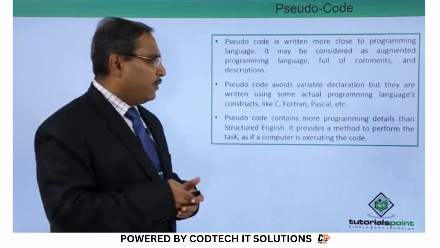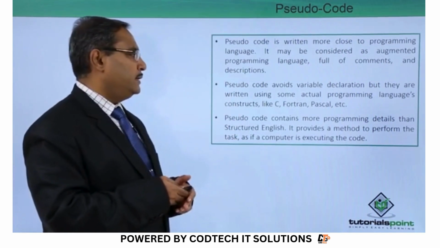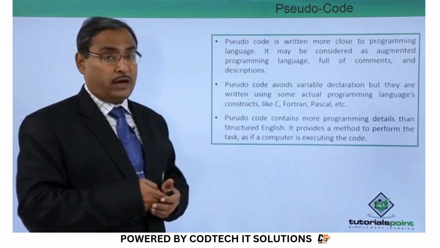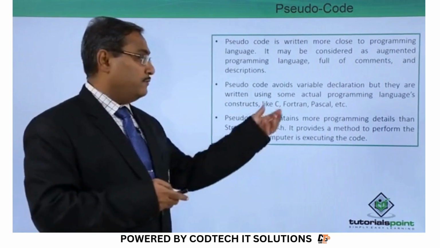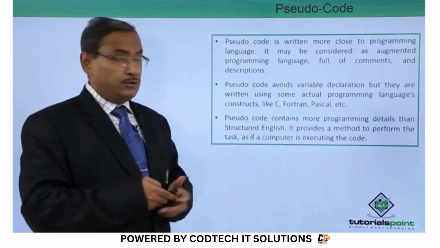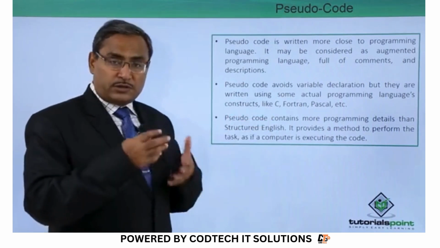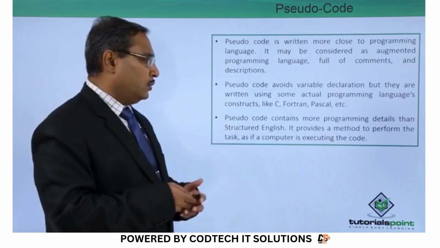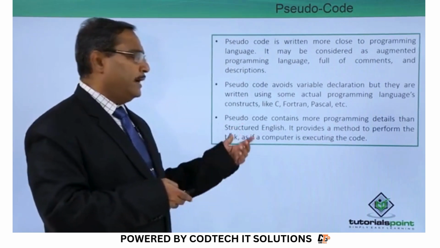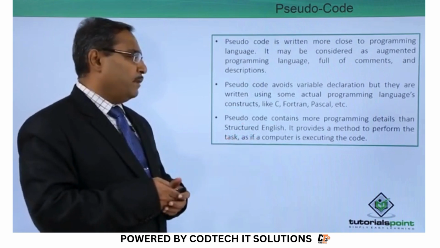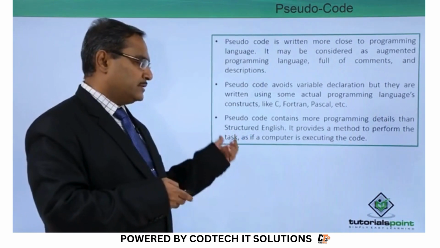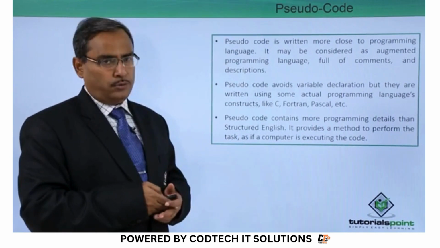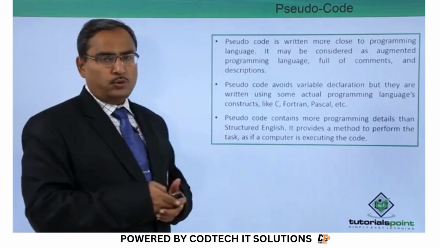Pseudocode avoids variable declaration, but it is written using some actual programming language constructs like C, Fortran or Pascal. These are the constructs which will get reflected in our pseudocode. Pseudocode contains more programming details than structured English. It provides a method to perform the task as if a computer is executing the code. So, in this way the pseudocode can be written.